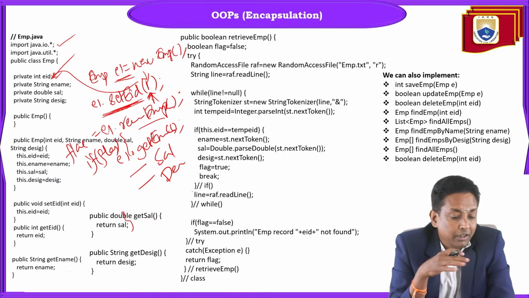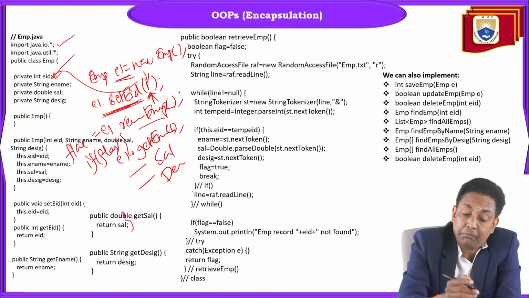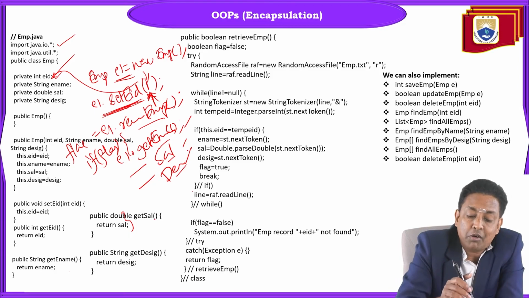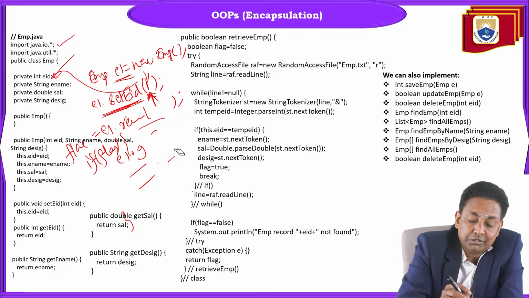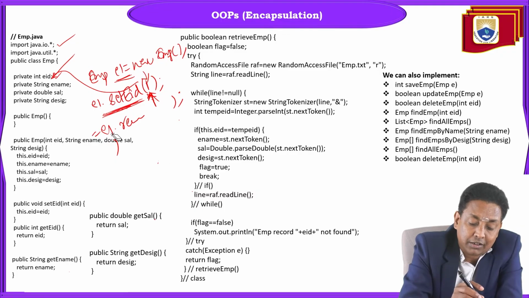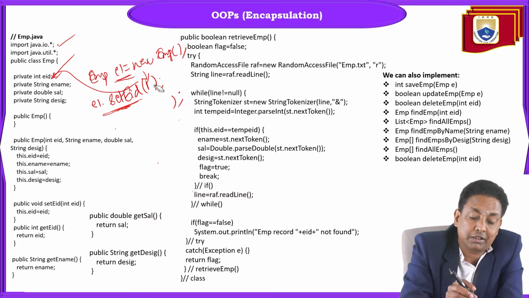So in this example, we allowed users to only set the employee ID and only get the employee name, salary, and designation. But the employee name, salary, and designation cannot be modified by others. So this is one type of encapsulation example, and we can discuss a lot. This is about only setter and getter methods.